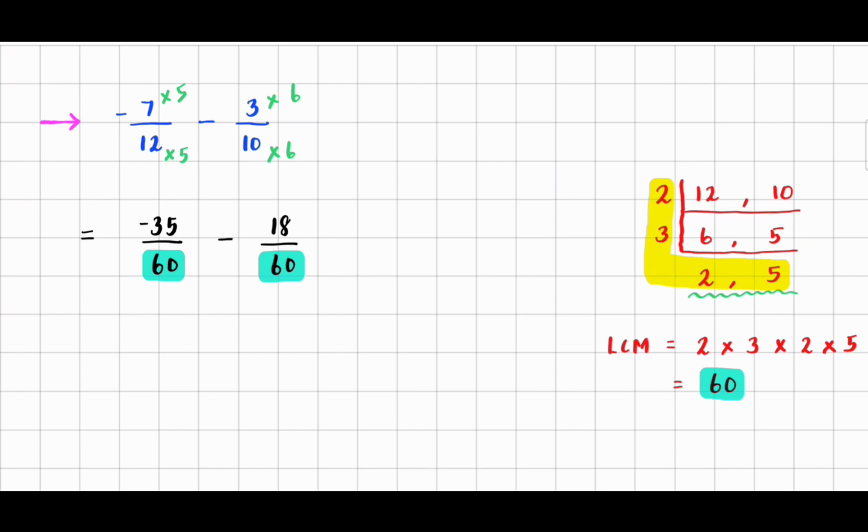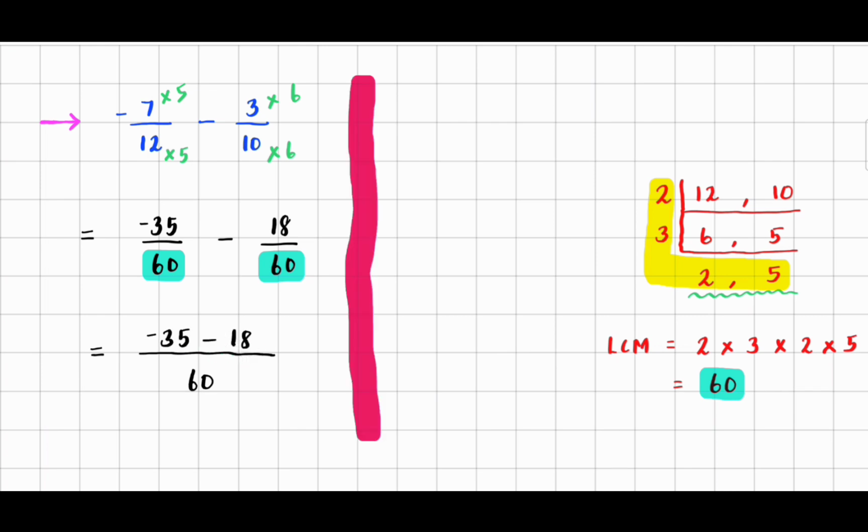So we can combine the top numbers. First put the big divide and leave the common denominator 60. Then write the numerators, negative 35 minus 18, which is negative 53 divided by 60. This is in the standard form. In other words, we can't simplify it further. So this is our final answer.